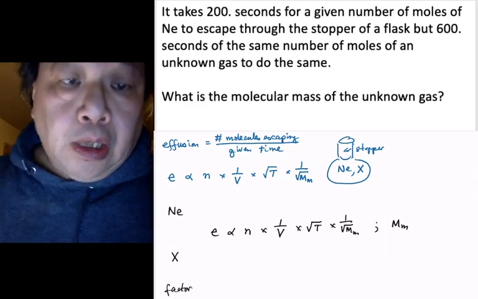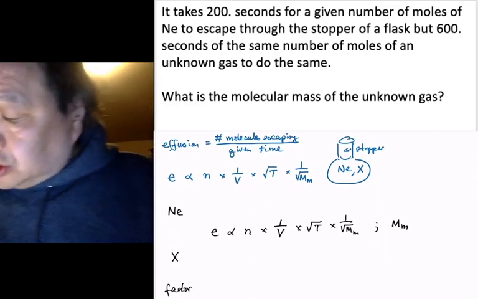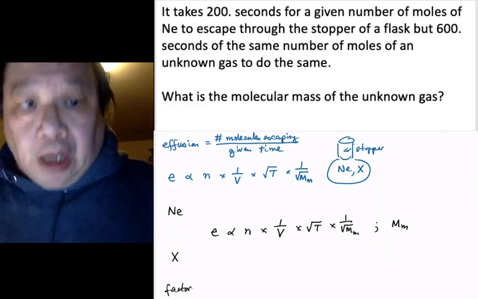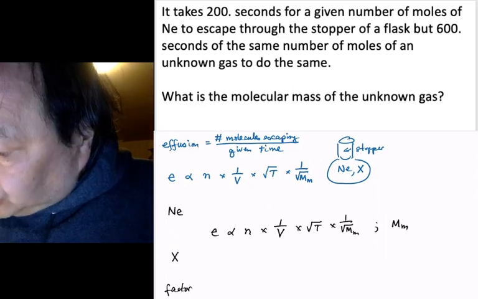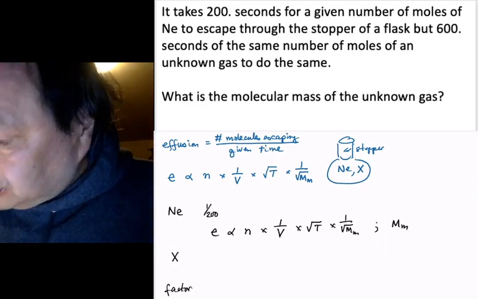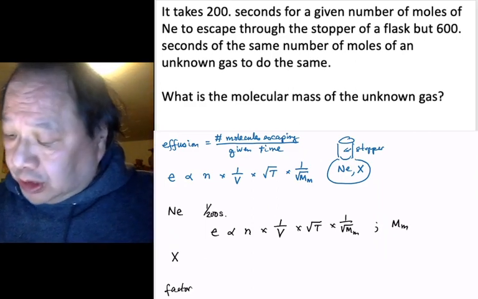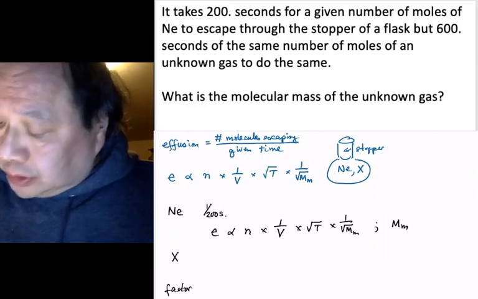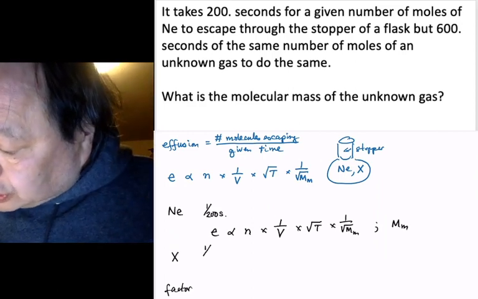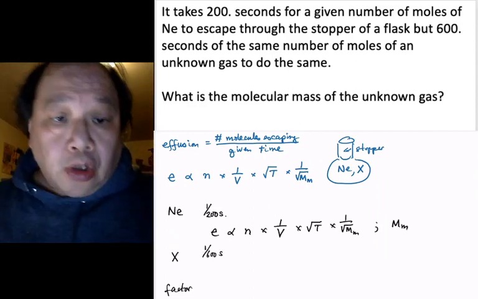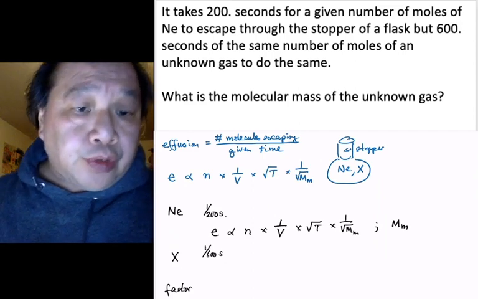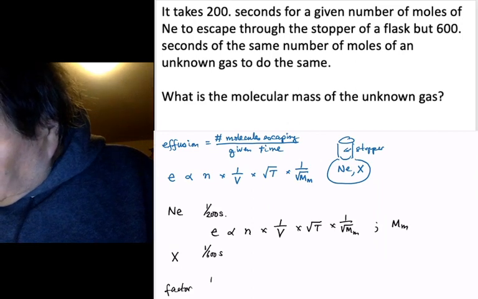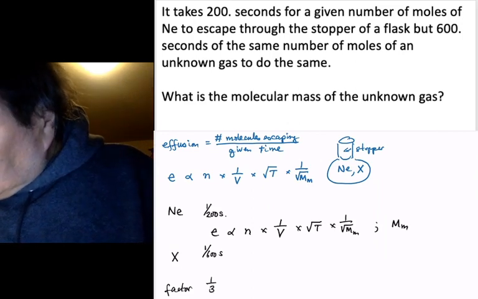And so it takes 200 seconds. Effusion is the number of molecules escaping over a given time. So the effusion is 1 over 200 seconds for this number of molecules to escape. Well, for X, put in chat what it is. It's 1 over 600 seconds. So is the factor 3 or 1/3? Put it in chat. It is 1/3. There's an equal sign here.